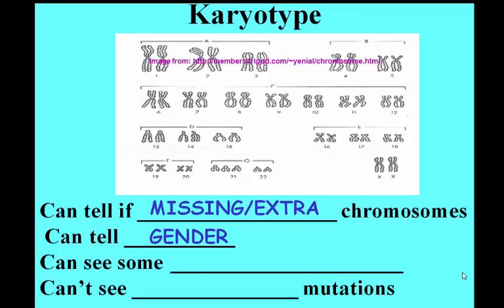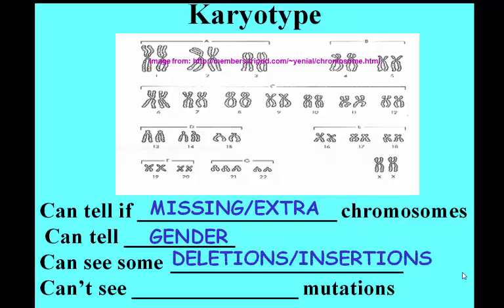They can tell us the gender. So remember, always look towards the end of the karyotype to see whether you have an XX or an XY. We can also see some deletions and insertions. If you remember, a deletion is any time a part of a chromosome is deleted. Insertion is when part of a chromosome is added. Last but not least, because we're only seeing the chromosomes in large, we can't really see any gene mutation.